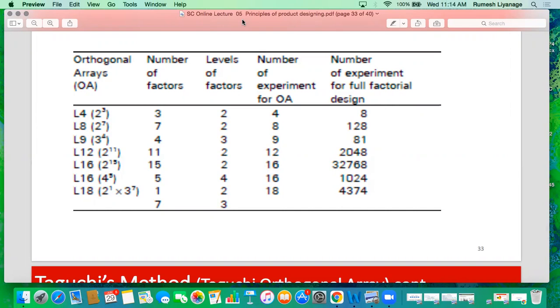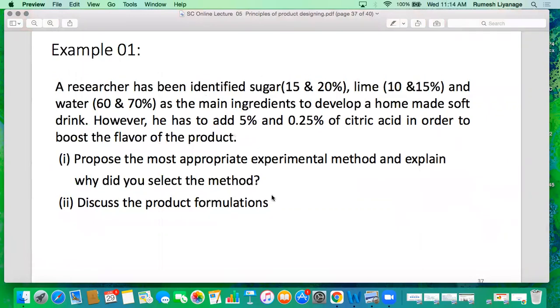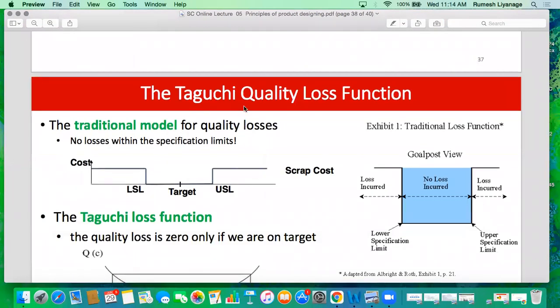Yes. That is Taguchi's orthogonal array L4 design, right? Then we are going to use Taguchi's L4 design and explain why you selected the method. There are 3 factors at 2 levels, but there are 2 more ingredients, which we maintain as constant for all experiments. Therefore, we are not going to consider these 2 ingredients as factors. That is the way you have to write it.